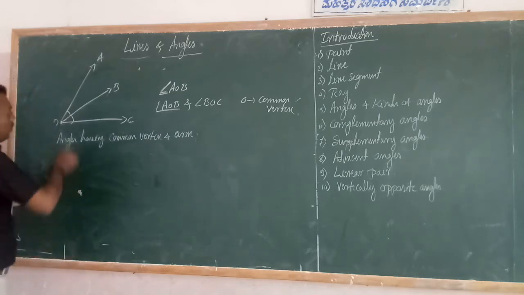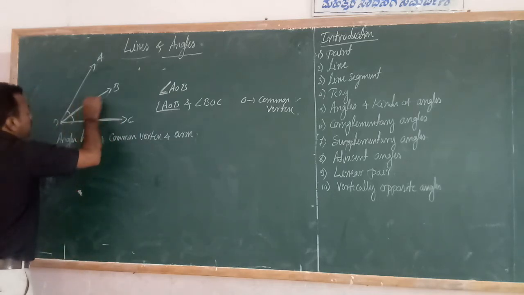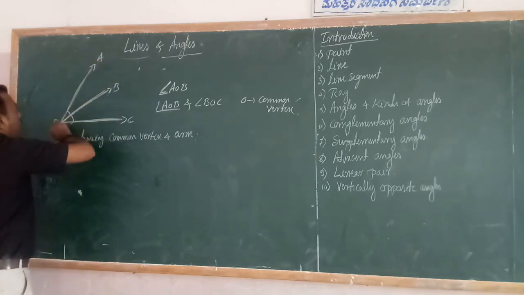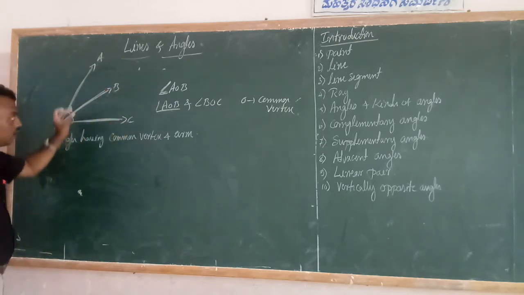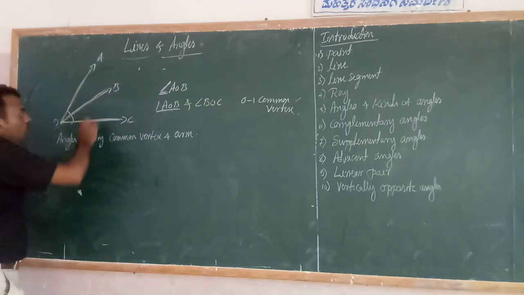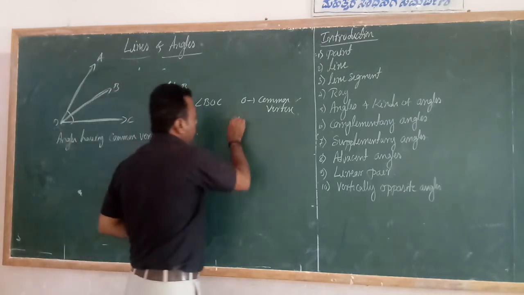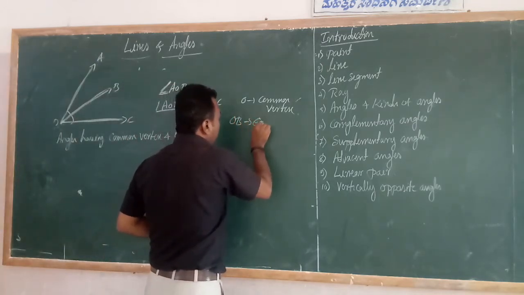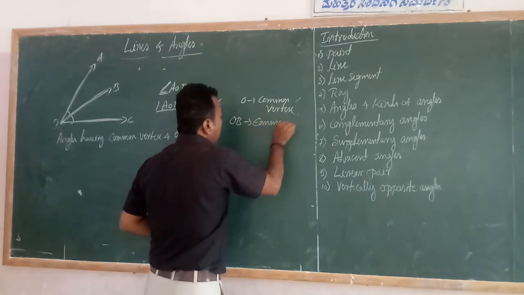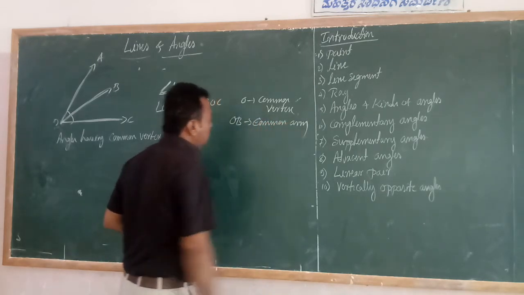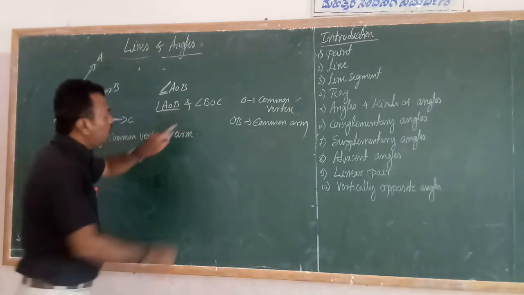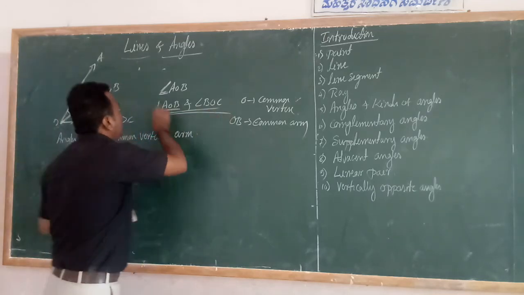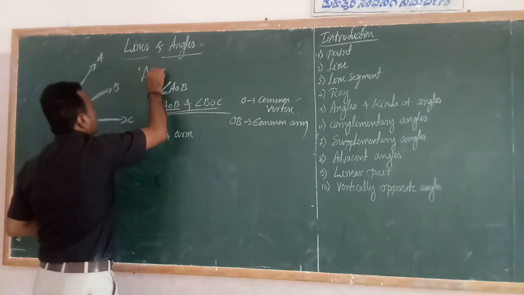Common arm means what? These are the sides. So arm means side. Okay, in AOB and BOC, you should observe that the common arm is OB. OB is the common arm. That's why AOB and BOC are the two adjacent angles.